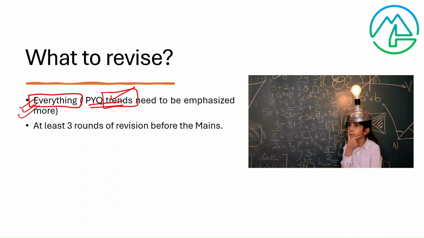So this is something that you need to do in terms of what to revise: everything, but focus more on the PYQ trends. Also ensure that before you go to the examination hall, 3 rounds of revision are complete, and you are effectively writing answers for whatever you have studied till now. If you are doing this, I'm assuring you that you are going to write very good answers in this upcoming combined geoscientist mains, and I'll ensure you that you can easily crack this exam, right?